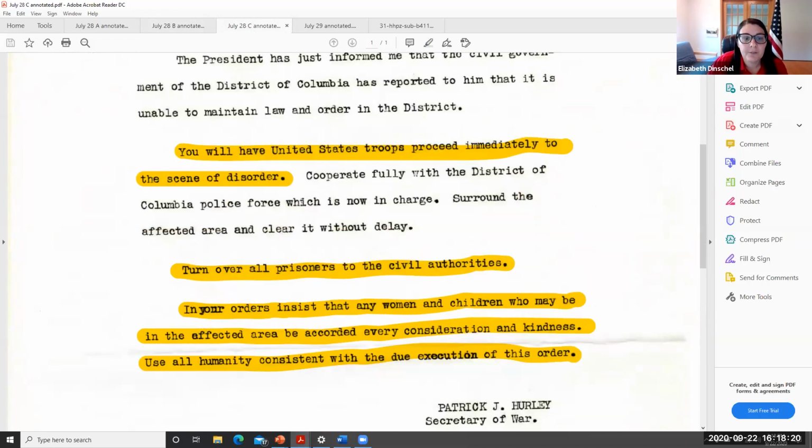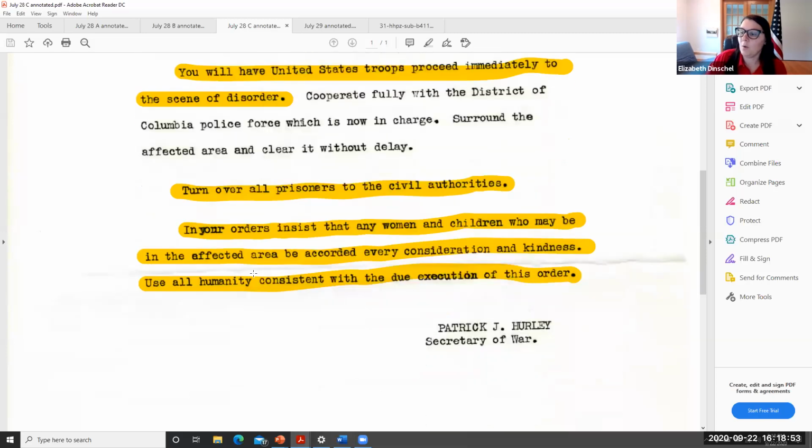Hoover ordered the Secretary of War, Patrick Hurley, to cooperate with the police. Hurley ordered Douglas MacArthur, the Army Chief of Staff, to cooperate fully with the District of Columbia Police Force, which is now in charge. "Surround the affected area and clear it without delay. Turn over all prisoners to civil authorities. In your orders, insist that any women and children who may be in the affected area be accorded every consideration and kindness. Use all humanity consistent with the due execution of this order." So the military is being told to remove the protesters at this point.